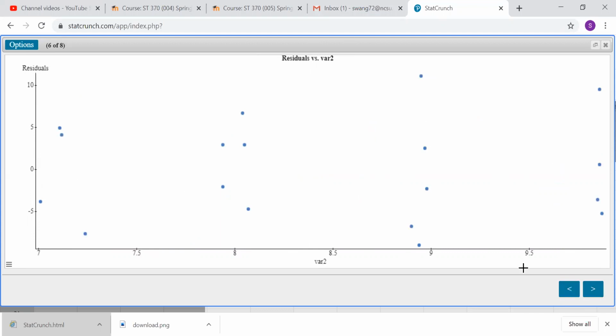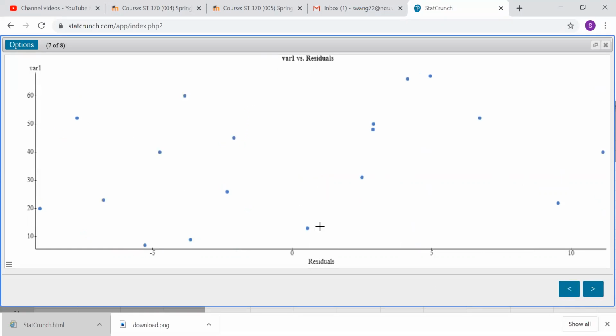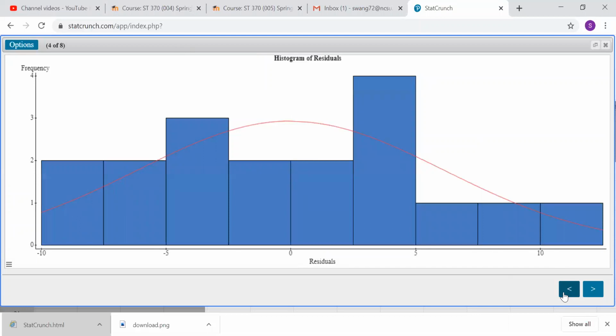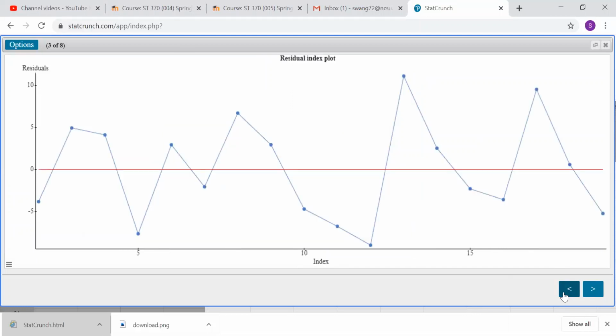Sometimes you can see this is the residue versus the VR1. This is the VR1 versus the residues. They all could show you this is the residue itself. This is the residue versus the index. You could see they all show there is no obvious pattern of the residues. The residues are randomly scattered around zero and with constant variance.